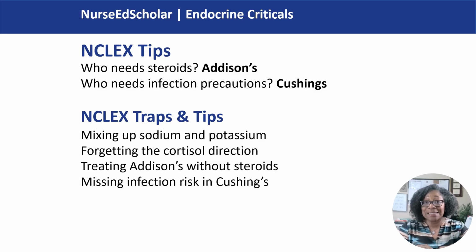They'll treat Addison's disease and not give any steroids. So if they have choices, they'll miss that this patient needs steroids. And they may miss the infection risk for the Cushing syndrome. So these are some NCLEX traps that you may see, because the NCLEX wants to know, can you recognize low versus high cortisol?